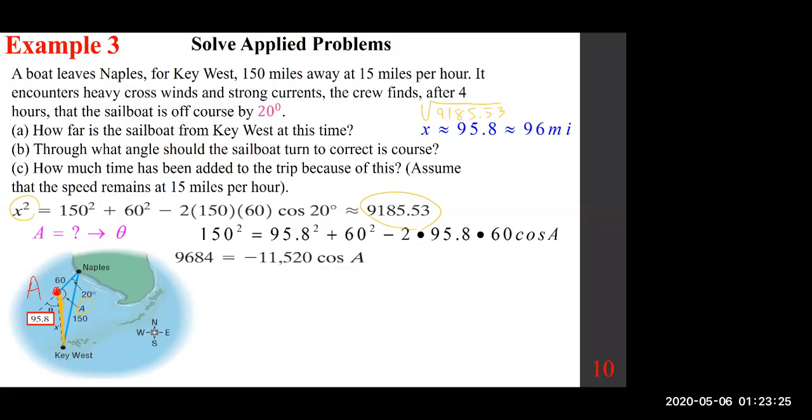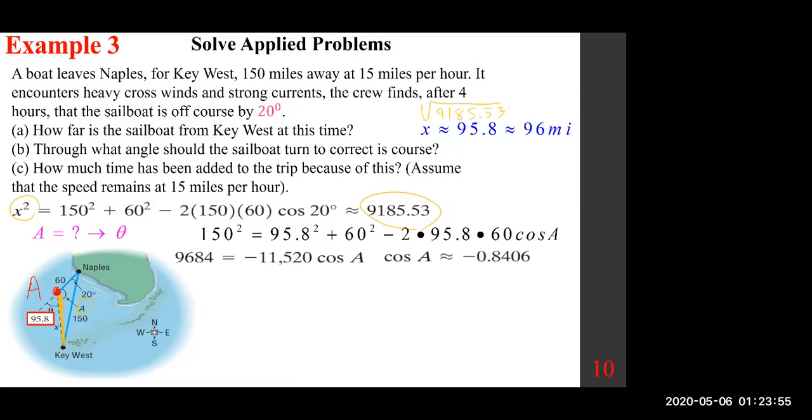Okay, understand how we arrive at it. You square 150. You square 95.8. You square 60. And subtract the sum of the two from 150 squared, okay? On the right side, we have negative 2 times 95.8 times 60 times cosine A. Now we divide by negative 11,520, and cosine becomes negative 0.8406.